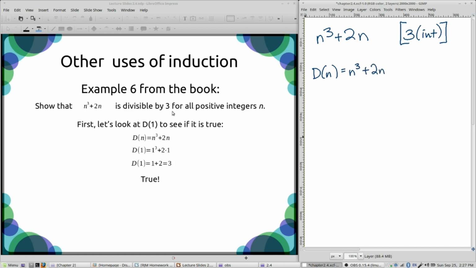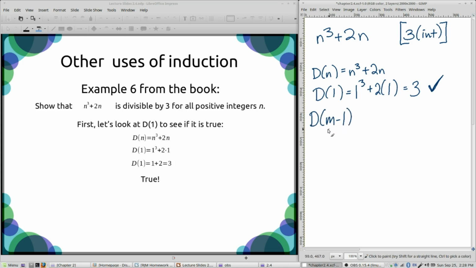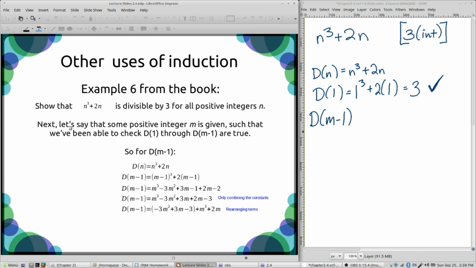And remember, if you're stuck and not sure what to do for the starting point, just remember to plug in 1. So checking for 1: 1 cubed plus 2 times 1 will just be 3, and that checks out. It is divisible by 3. So we've at least checked it for the very first term, and then we are going to assume that we've checked it for all terms up through d of m minus 1. So the way we generally will write this in English is that we've checked d of 1 through d of m minus 1. So we've checked that these are true. We're basically saying that this is 3 times some integer. So that's just part of the English part of the proof, but this will come in handy later, so just remember this. This is 3 times some integer.